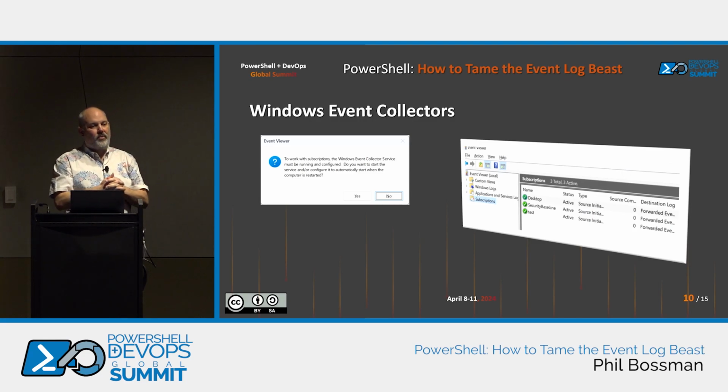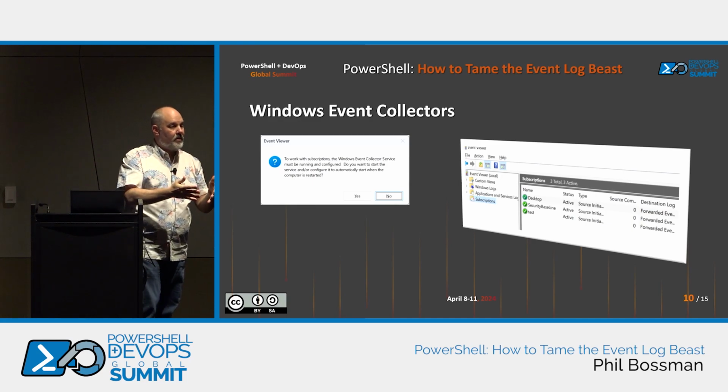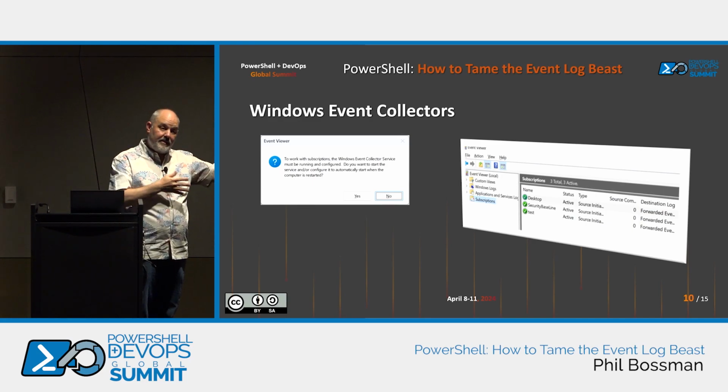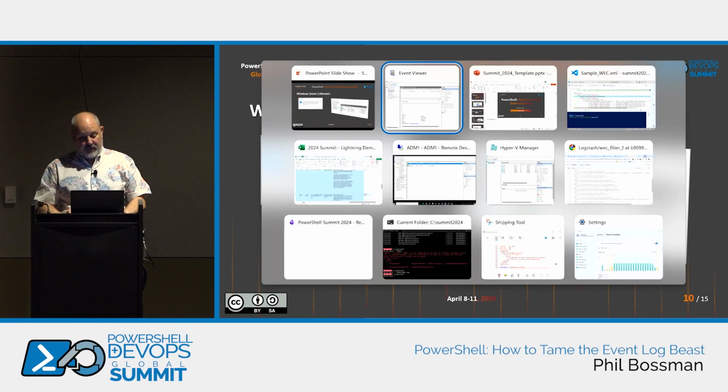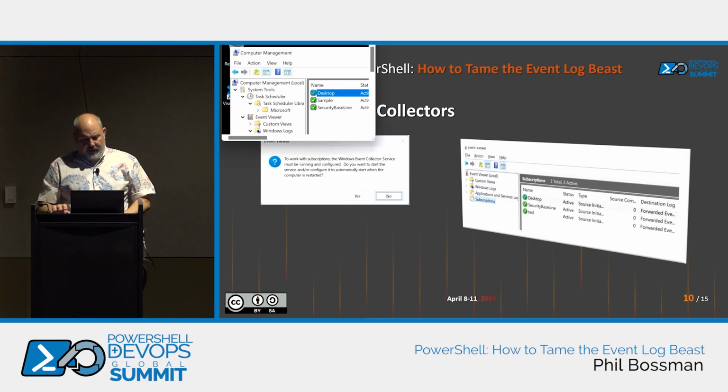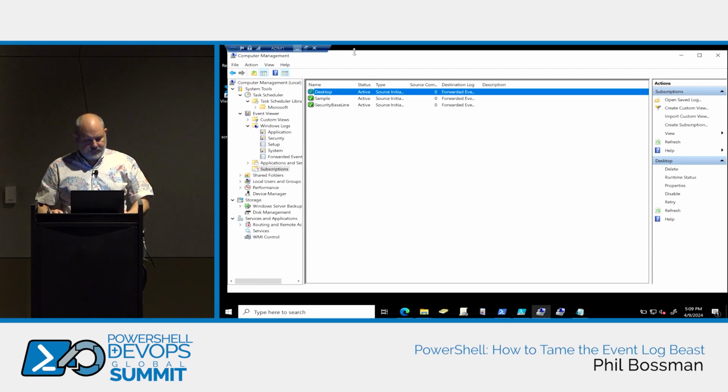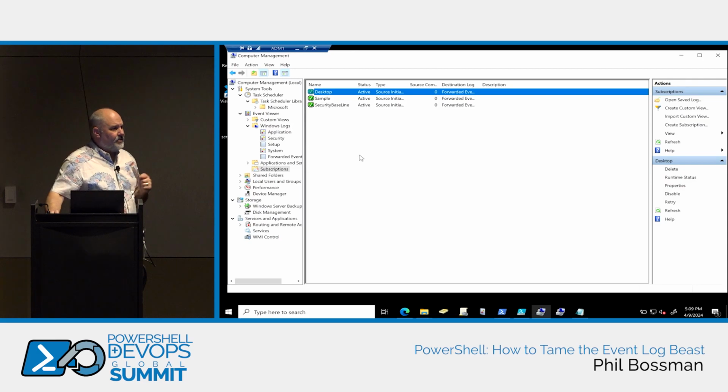Microsoft has this process for forwarding events away from where the machine is. And so there's a collector that collects them, and then there's a forwarder at this point. So we're going to quickly jump onto that one. So how do we turn on a collector?